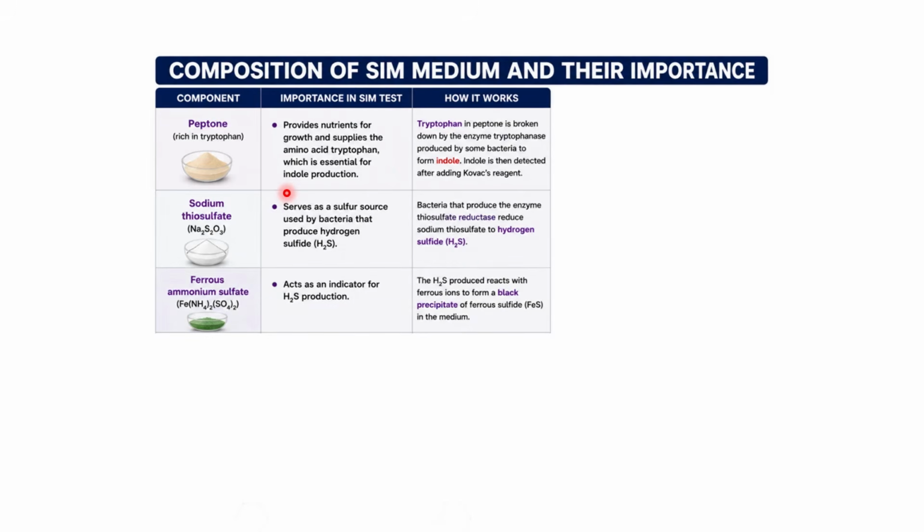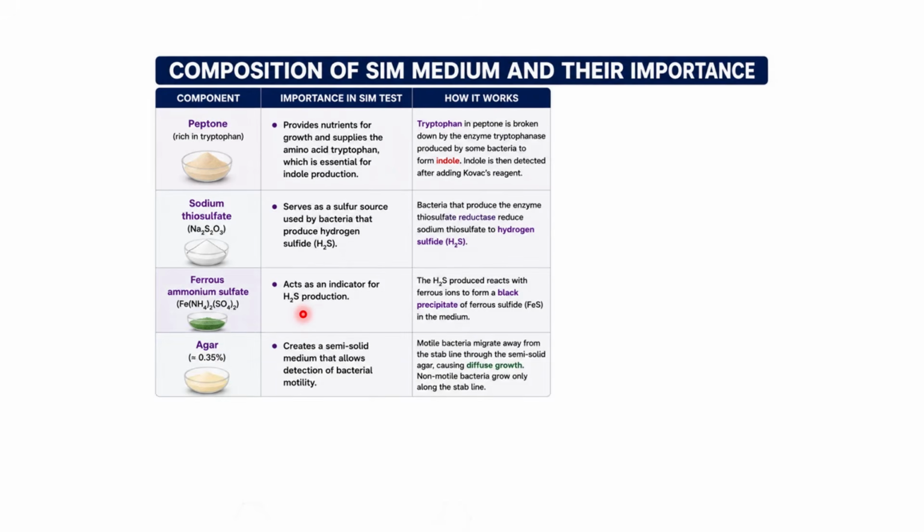Third, ferrous ammonium sulfate, which acts as an indicator for hydrogen sulfide production. And fifth, approximately 0.35% agar to create a semi-solid medium that allows detection of bacterial motility.